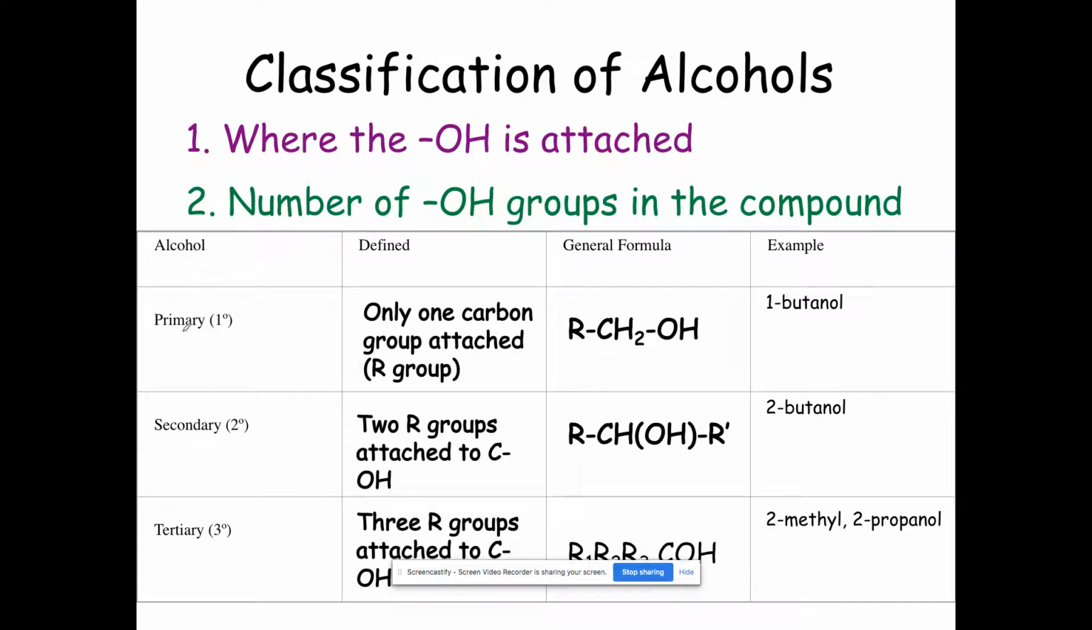So we have a primary alcohol, a secondary alcohol, and a tertiary alcohol. In a primary alcohol, we have an OH group, the hydroxyl, attached to one whole group of other things. Remember what R is? R is just a group of atoms. We don't care how long it is. So this means attached to the OH, we have one group.